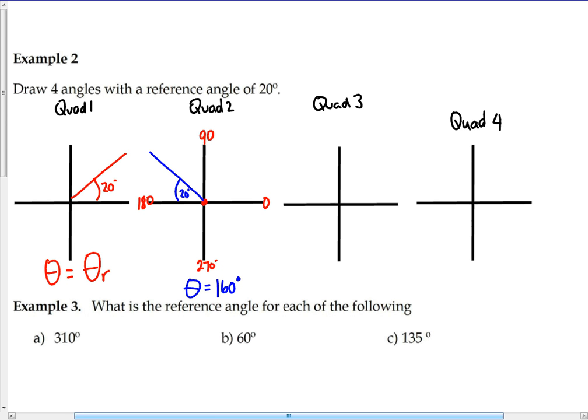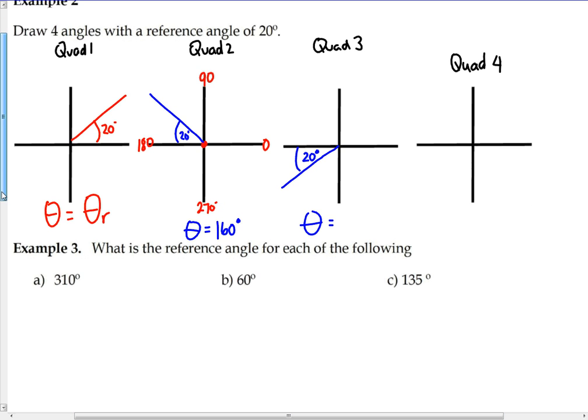Quadrant 3, a reference angle of 20 would look like, again, we start from the x-axis and go towards the terminal arm. So our 20 would be there. It's always the bow tie. It has to be touching the x-axis, our reference angle. What would the rotation angle be for quadrant 3? 200, right? 180 plus 20. That would be my rotation angle.